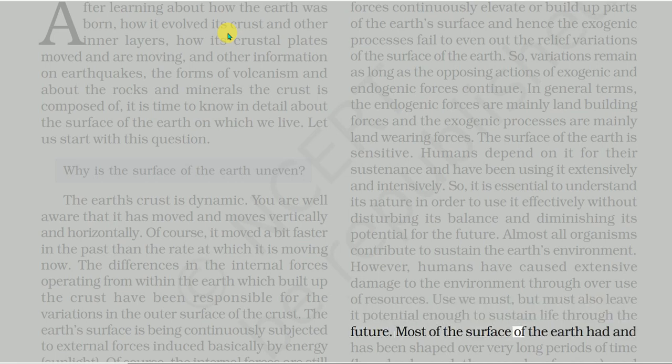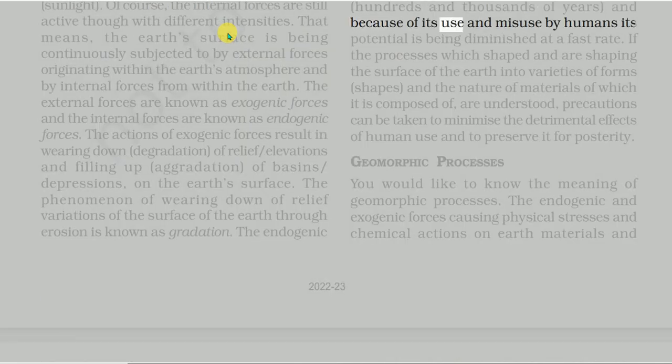Most of the surface of the Earth had and has been shaped over very long periods of time, hundreds and thousands of years, and because of its use and misuse by humans its potential is being diminished at a fast rate. If the processes which shaped and are shaping the surface of the Earth into varieties of forms, shapes, and the nature of materials of which it is composed of, are understood, precautions can be taken to minimize the detrimental effects of human use and to preserve it for posterity.